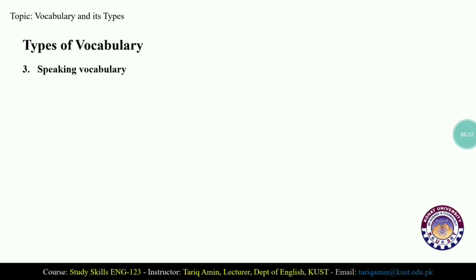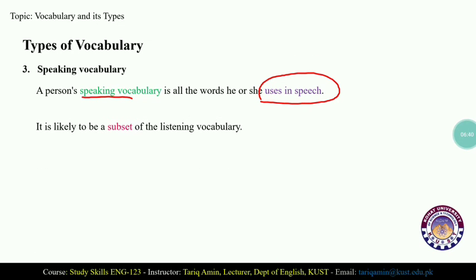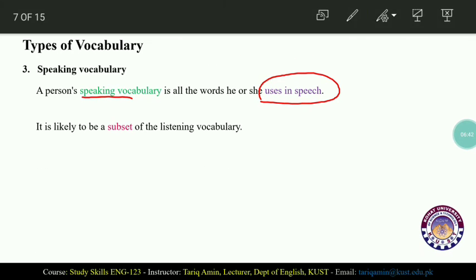Now we have speaking vocabulary as well. When we speak, we use different words. A person's speaking vocabulary is all the words he or she uses in speech. So all the words that you use in your speech are part of your speaking vocabulary. Speaking vocabulary refers to all the words that a particular person can use in his or her speech. It is likely to be a subset of listening vocabulary. It could be, yes, it could be a subset of listening vocabulary.